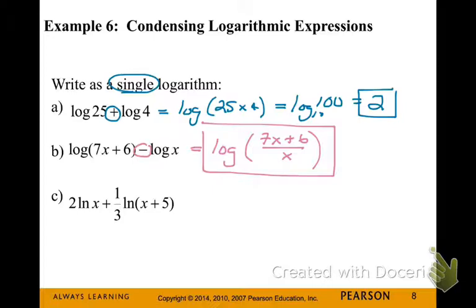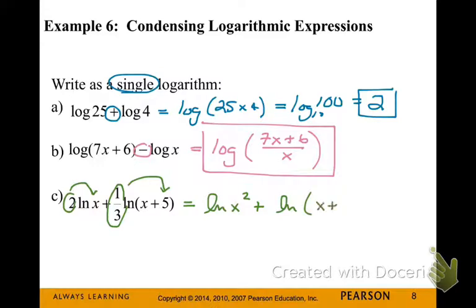On C here, remember that multiplication by the 2 outside of that natural log of x, if we want to bring that 2 back in, then this means that it would have to become an exponent by our power rule. So this is going to become natural log of x squared plus natural log of x plus 5 to the 1/3 power. But since we're going to condense these to a single log, that means we still need to bring the x squared and the x plus 5 to the 1/3 power together.